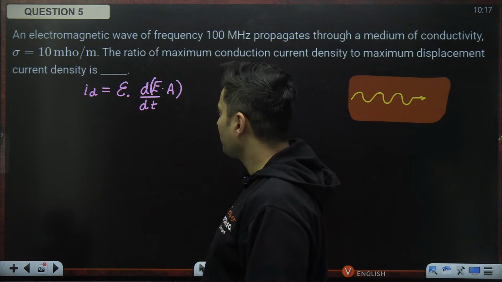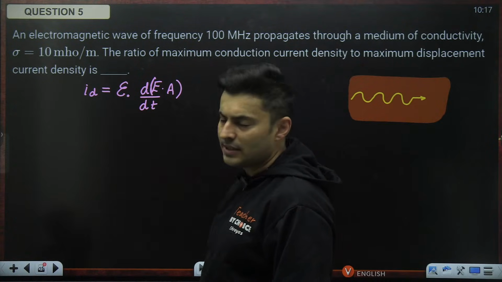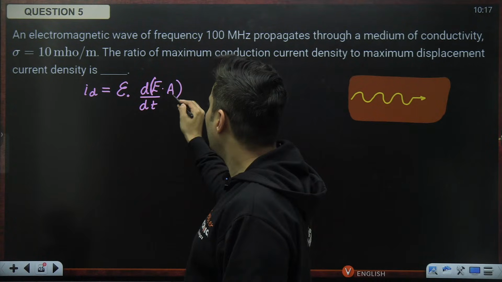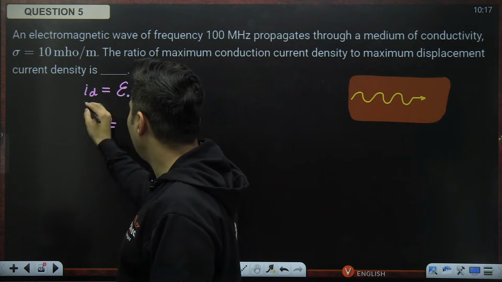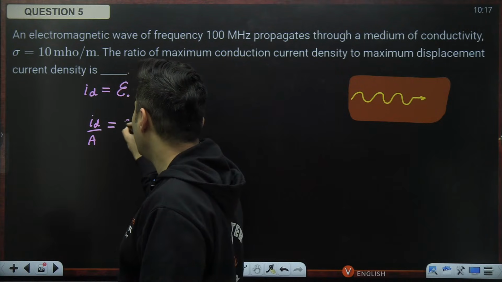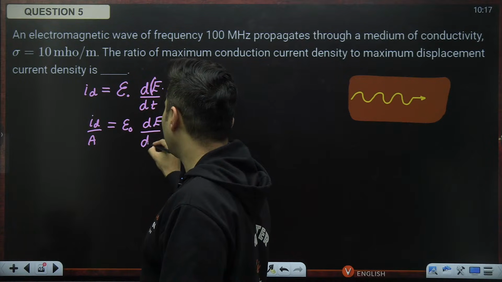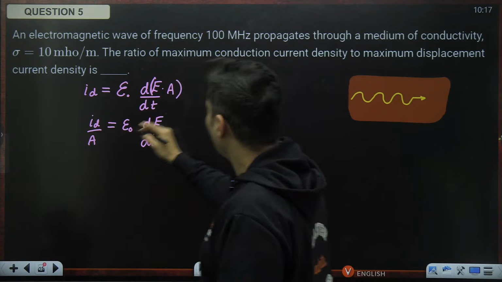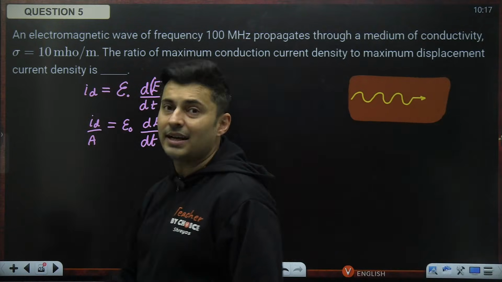Just check this out. Rate of change of electric flux multiplied by permittivity gives you the displacement current. Now, area, if I take it outside for a minute and shift it over here, this will become I_D divided by A is permittivity multiplied by dE, the rate of change of electric field. Now, this quantity is exactly what we want, the maximum displacement current density.